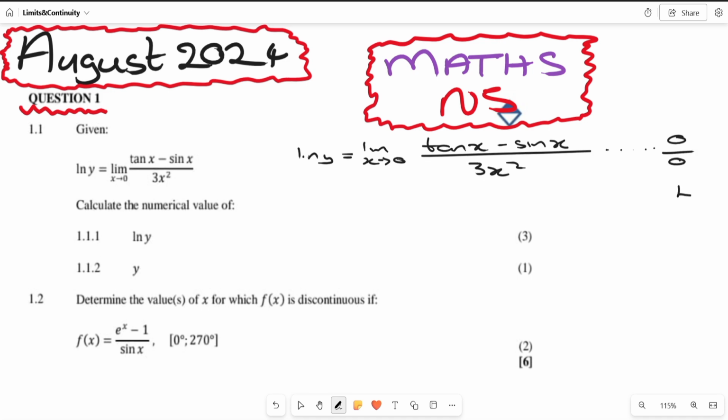So what we need to do is to apply L'Hopital's rule. What does it say? It says that we should find the derivative of the numerator and the denominator and try substituting. Maybe we will get a numerical value, because that is what they want. Actually, they want us to find the numerical value of this expression.